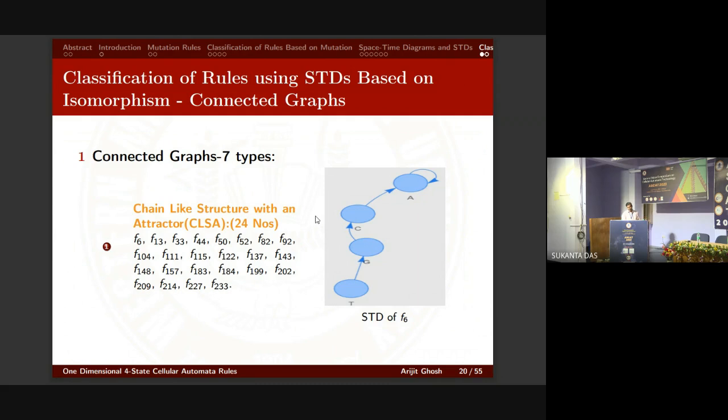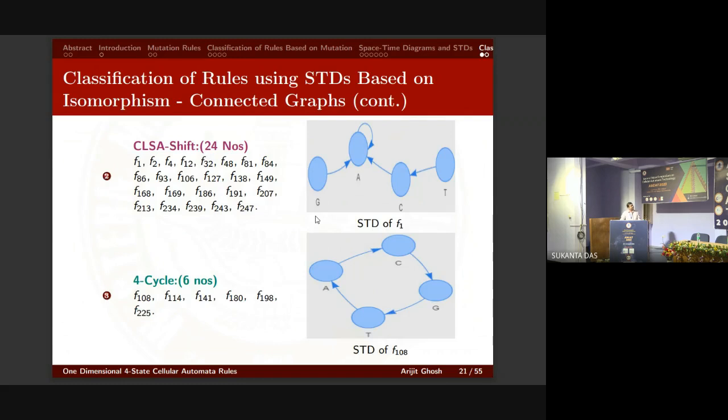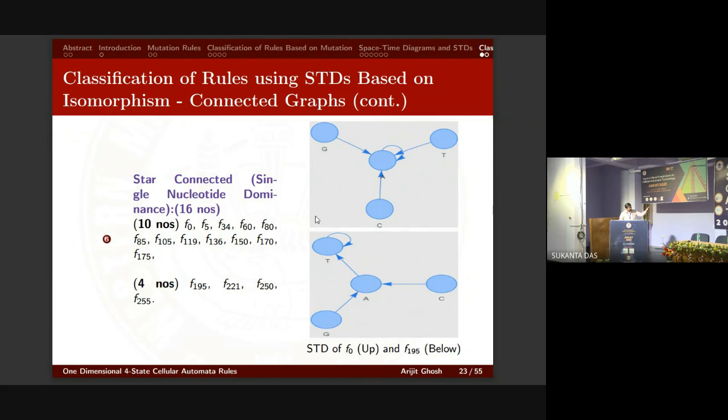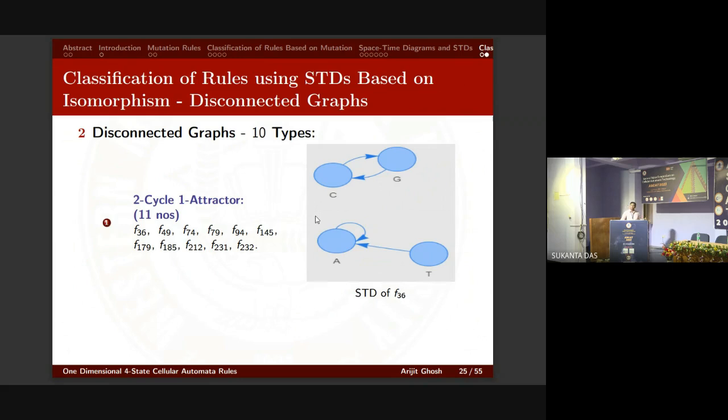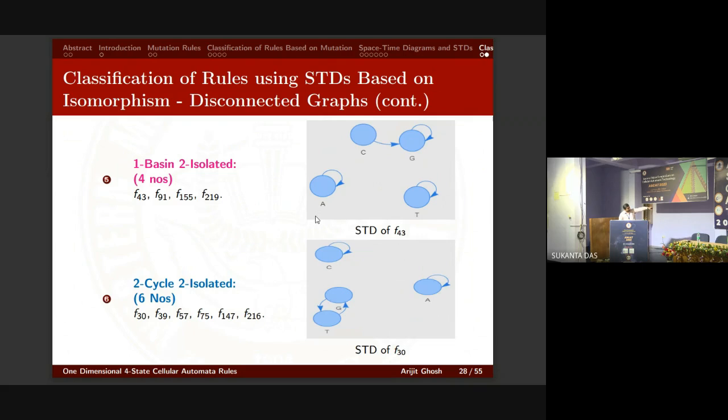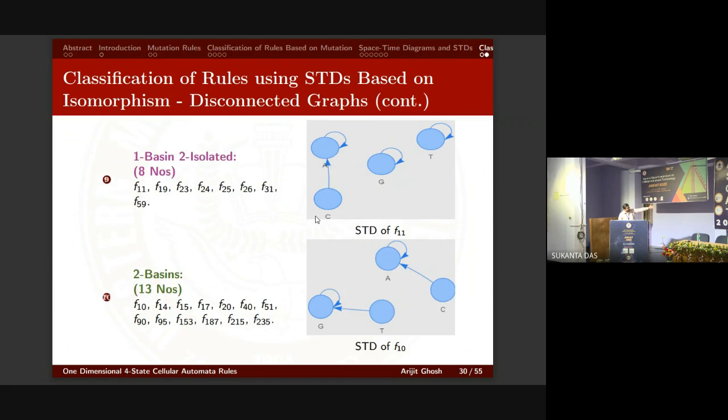They are the chain-like structure with an attractor, CLSA shift, four cycle, 1-3 cycle, one edge, two cycles, CLSA diagram, 36 in number. Then star connected, single nucleotide dominance, then star connected loop. And then next we have the disconnected graphs, which are again subclassified into 10 types. They are two cycle, one attractor, one basin, one isolated, two cycle, one isolated, then one basin, two isolated, two cycle, two isolated, the identity rule, three cycle, one isolated, one basin, two isolated, and two basins.